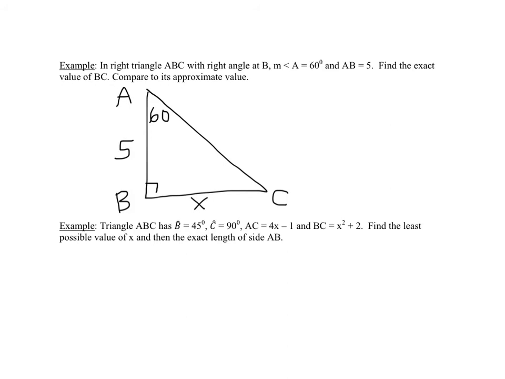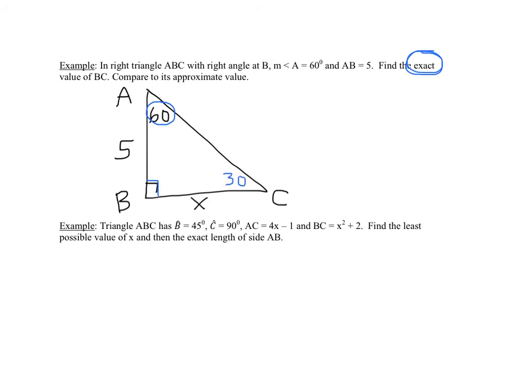Again, if you flip-flopped your A and your C, not a big deal, but make sure B is the right angle. We want to first find the exact value of BC. Circle this word exact. Well, let's see. Notice this is a 60-degree angle. If that is 60, and if this is a right triangle, then angle C must be 30.